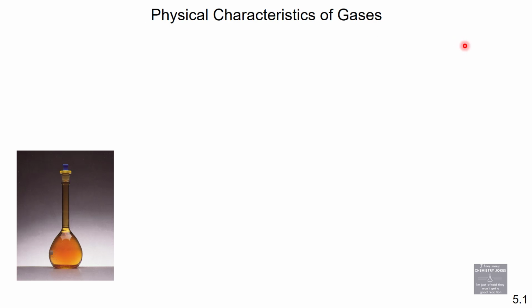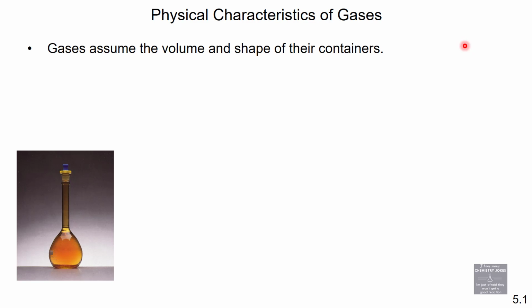What kind of properties do gases have? Well, gases take the volume and the shape of their container. If you put them in a volumetric flask, they will completely fill that volumetric flask. This is a brown gas. It's not liquid. You can't top it off at this meniscus. You can't top it off at this volume line and hope that all the gas stays below that. No, it doesn't work. Gases take on the shape and the volume of their container.